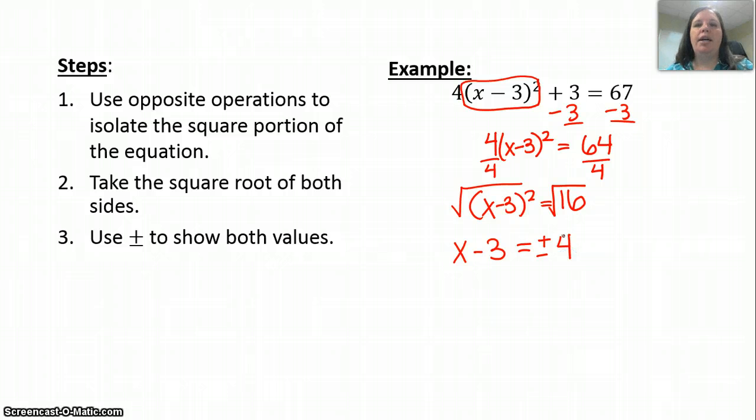Reminder, this is the example I'm doing for you, so you shouldn't be copying this. You should only be copying the steps into your notes.